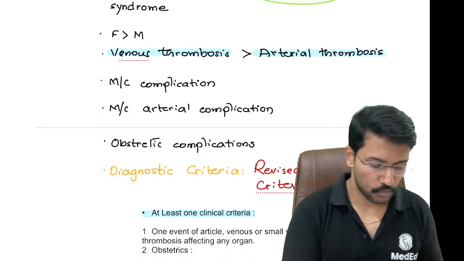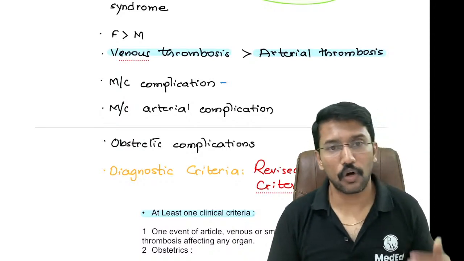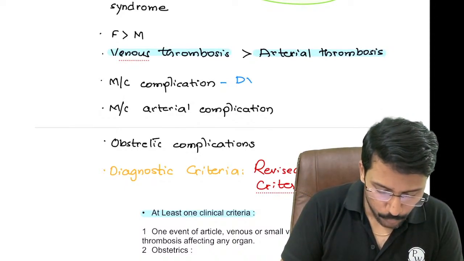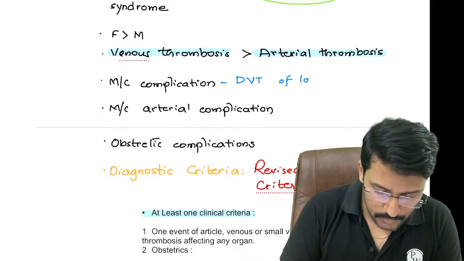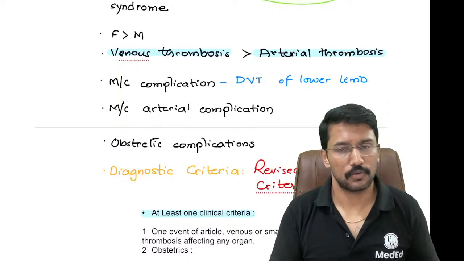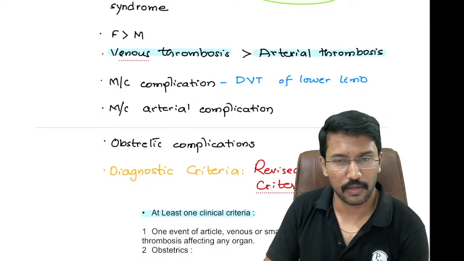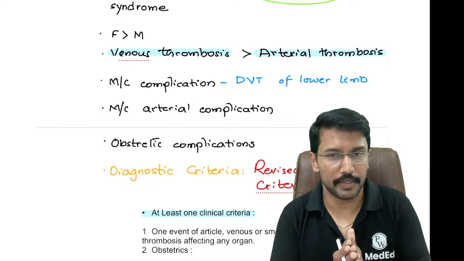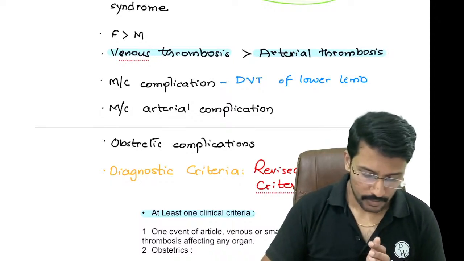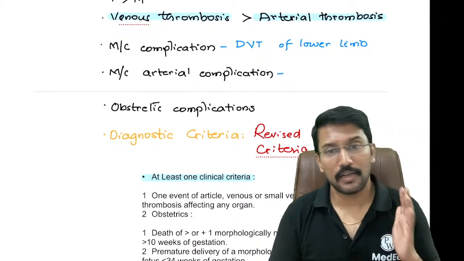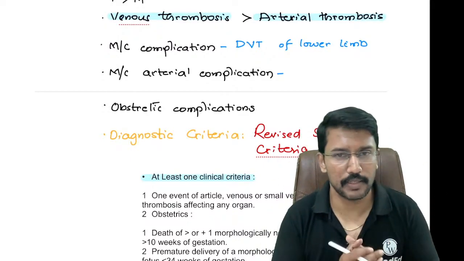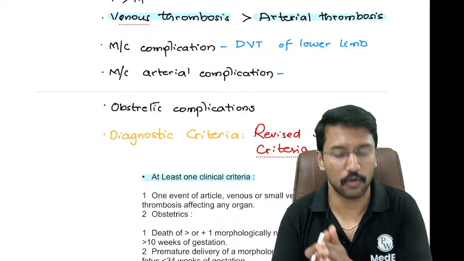Okay. And then they will ask you what is the most common complication. The most common manifestation of antiphospholipid syndrome is the deep vein thrombosis of the lower limb veins. So most of these patients come to light when they develop a DVT, right? They come with a swollen limb, and when we do a Doppler, we find out that the deep veins of the calf have developed a clot. Okay. Then they will also ask you an MCQ, what is the most common arterial complication? DVT of the lower limb is a venous complication. That is the overall most common venous complication. But what is the overall most common arterial complication?